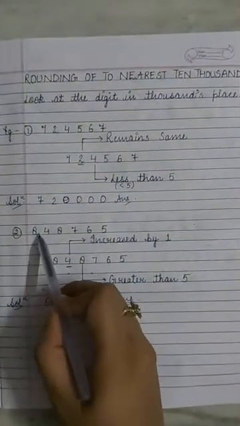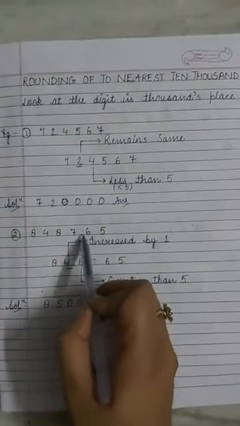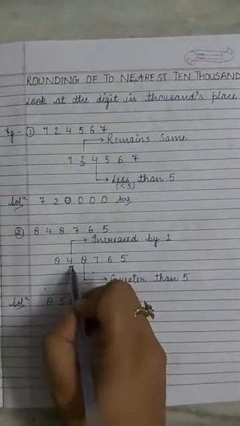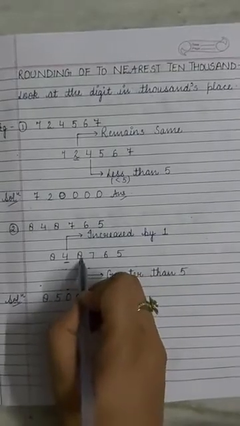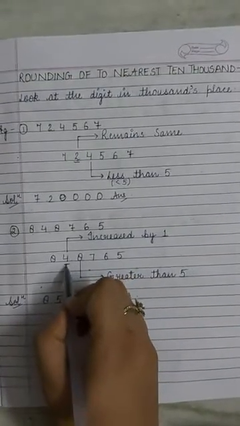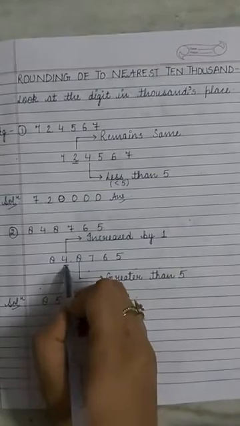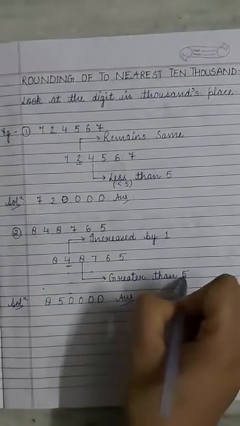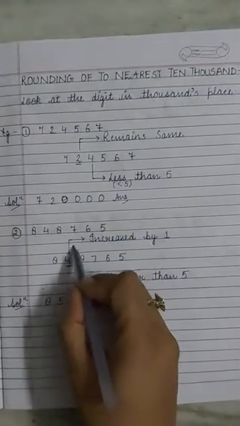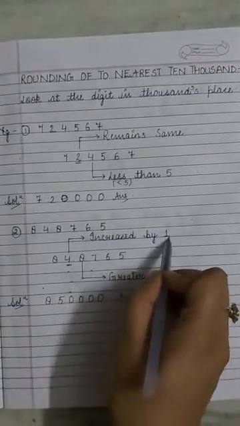Now the next example, 8, 4, 8, 7, 6, 5. First of all, underline the digit at the 100,000 place, going ones, tens, 100, thousands, 10,000, 100,000. That digit is 4. Now observe 8. 8 is greater than 5.